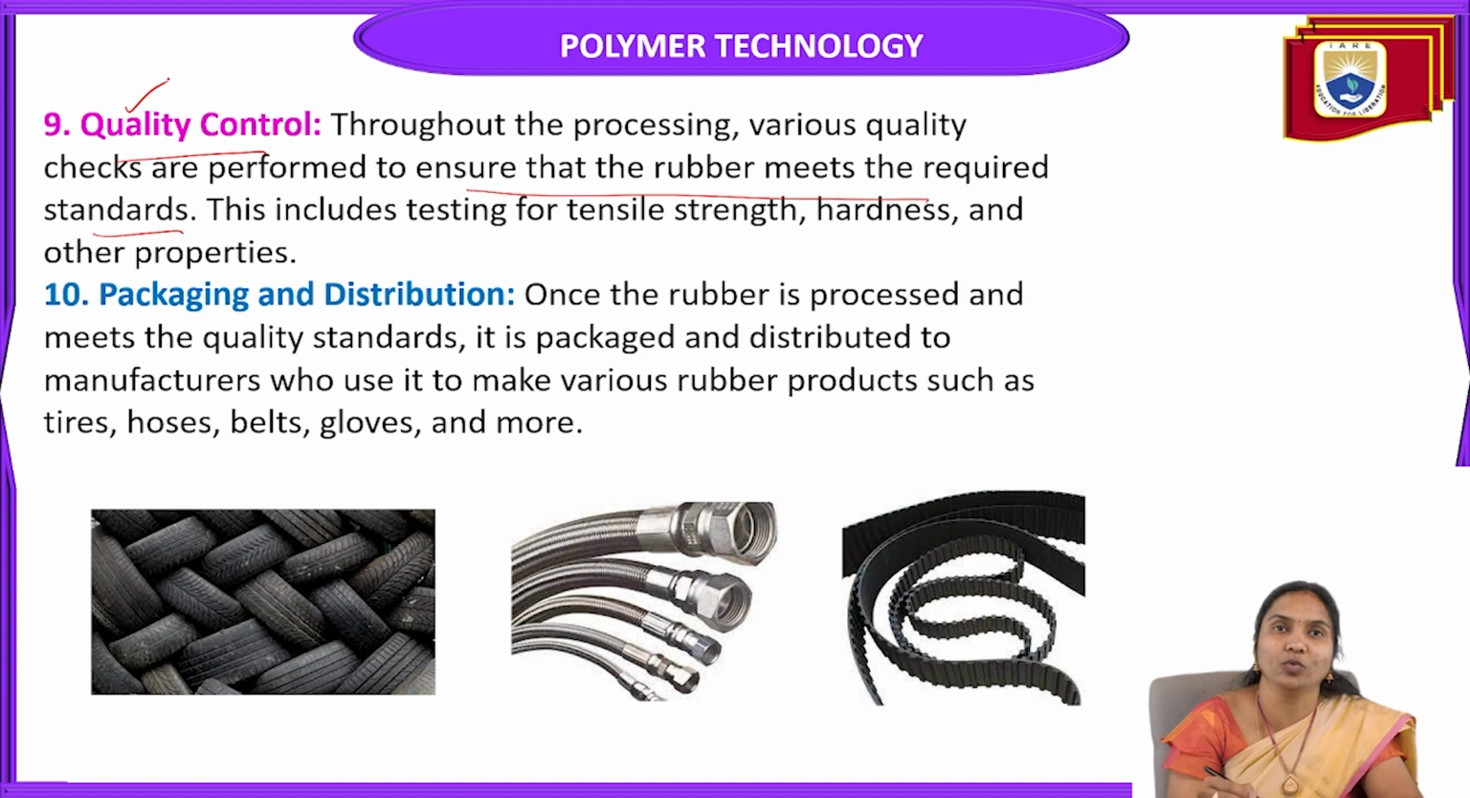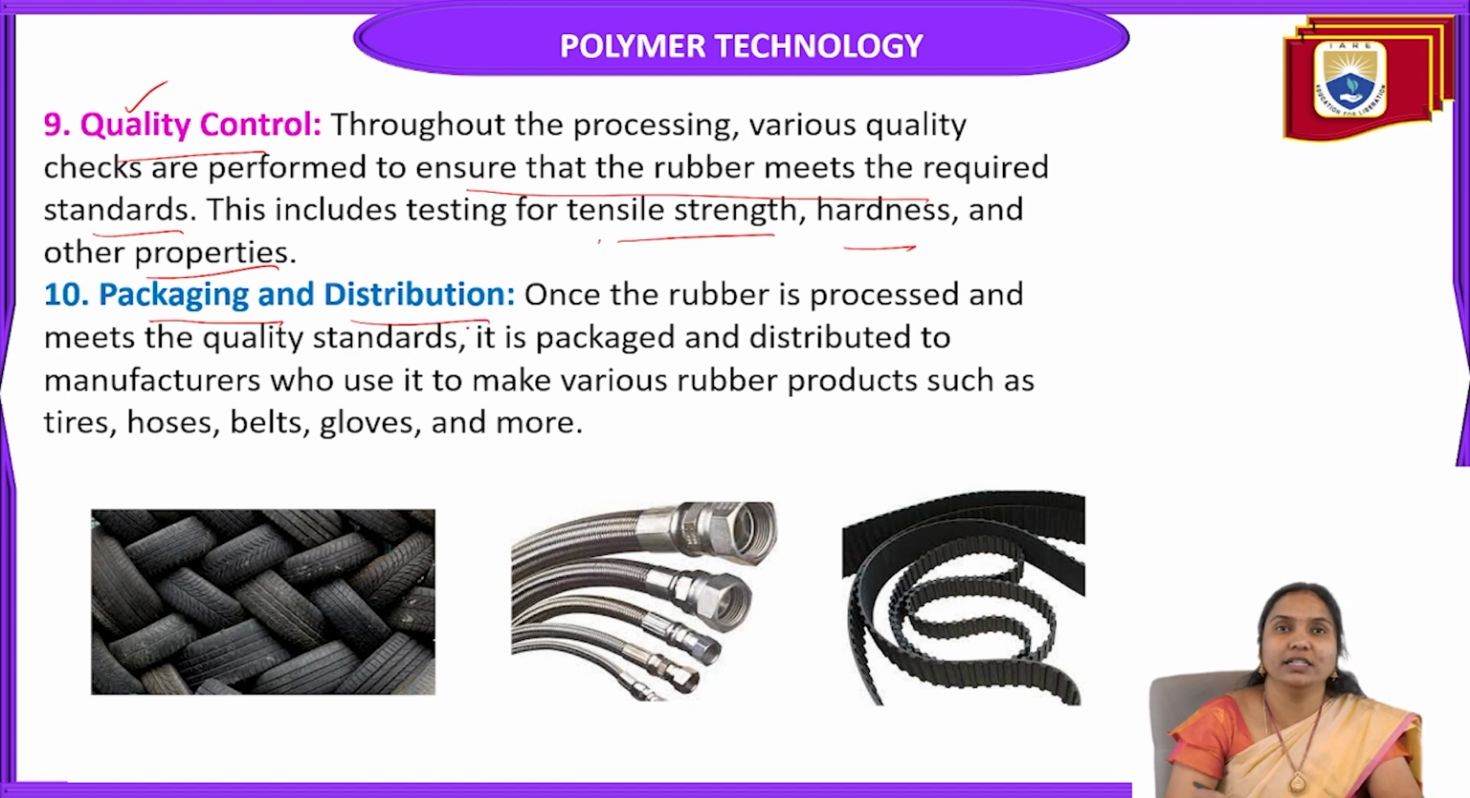Quality control plays an important role. Quality control is the most important step in this. Throughout this processing, various quality checks are performed to ensure that the rubber meets the required standards. This includes testing tensile strength, hardness, and other properties, which we can check throughout this process of natural rubber.